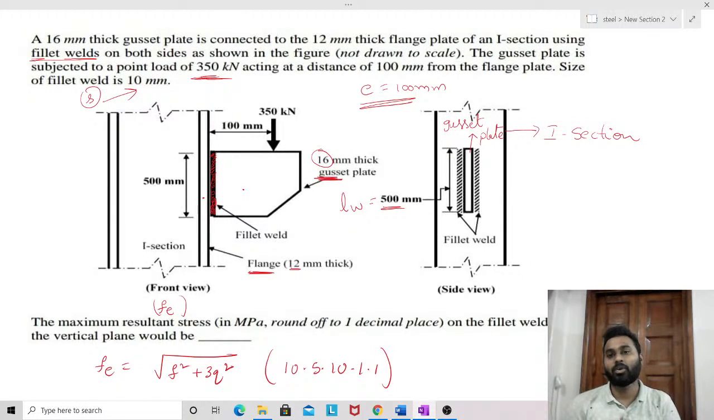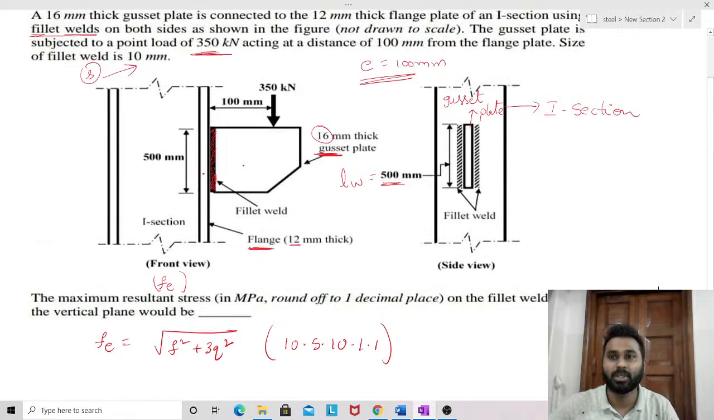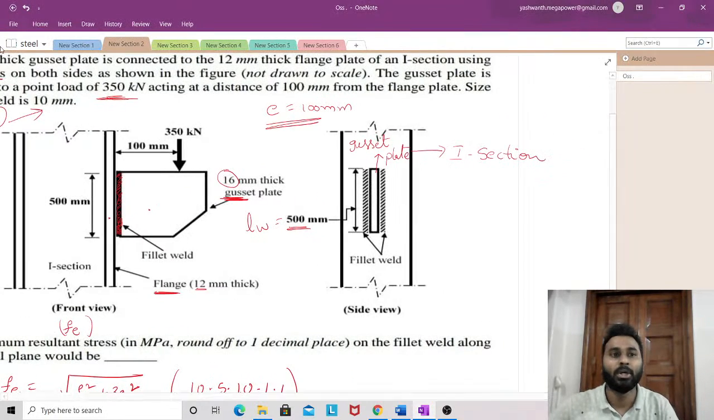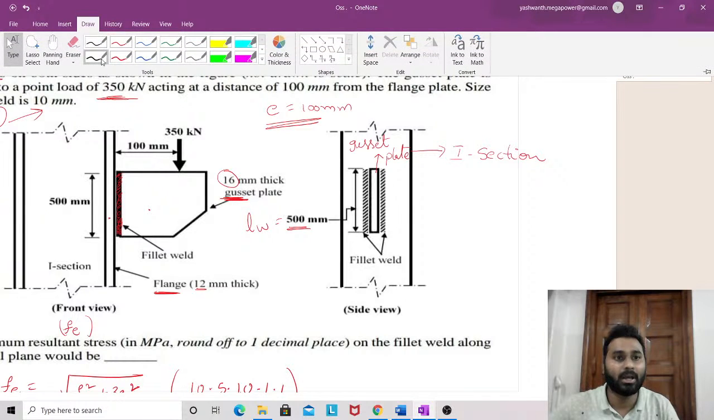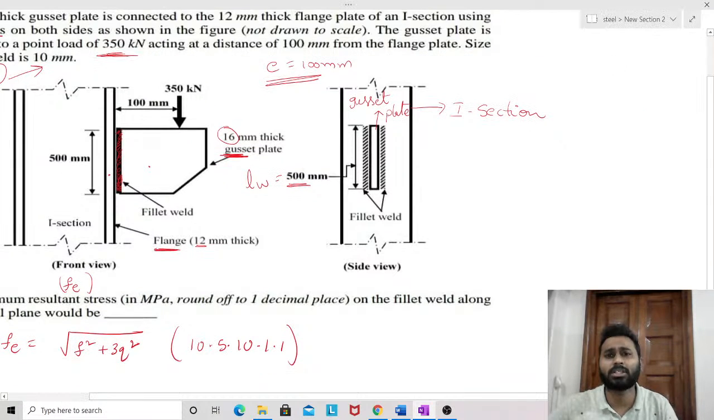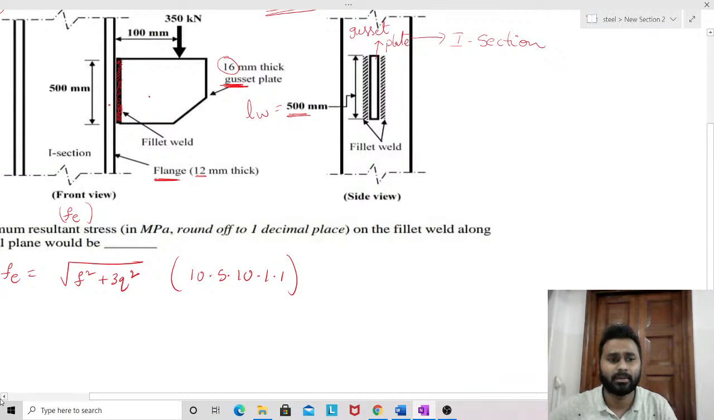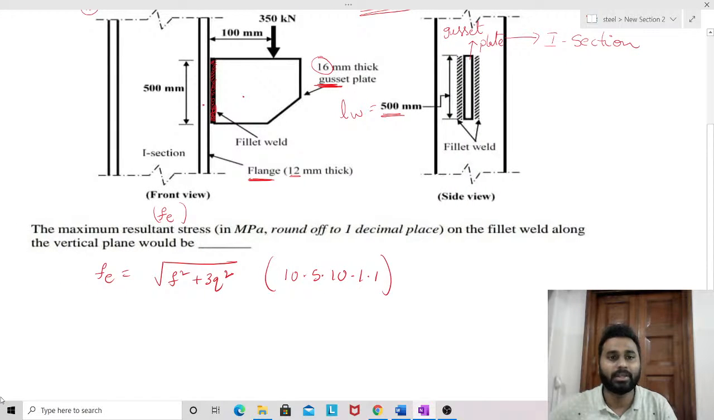Is that clear? One more thing I want to make very clear. This particular type of welding comes under which category? In our recorded sessions, we have discussed some types of eccentric welded connections, that is type 1 and type 2. This particular type of welding comes under type 2. So briefly, I'll revise the concepts of the type 2 weld, and later we'll see the solution for it.